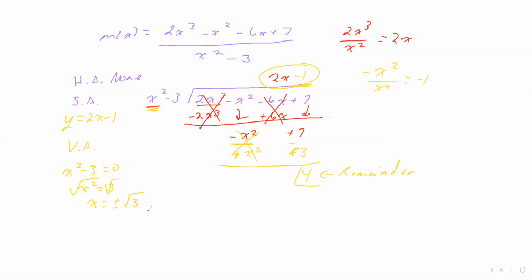But again, I'm not asking you to graph it. So those would be your answers. There's no horizontal asymptote. The slant asymptote is 2x minus 1. The vertical asymptote is x equals plus or minus square root of 3. Don't forget your x equals or y equals or whatever the situation is. And I'm also okay with you saying HASAVA rather than spell it all out.